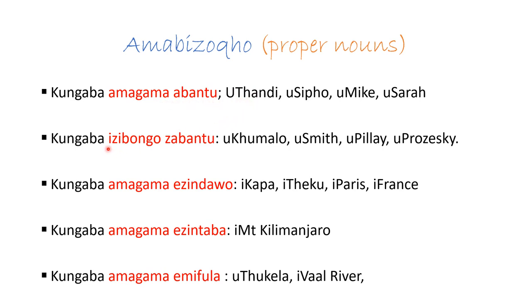And again, amabizoqo could be people's surnames. Izibongo zabantu, like uKhumalo, uSmith, uPhiley, uProzeski. People's surnames are also proper nouns. And other proper nouns that we can get is amagama ezindawo, place names. Like iKapa, iTheku, iParis, iFrance, iSandton, iRosebank. Those are your proper nouns. And the proper nouns could be the names of mountains. Amagama ezintaba, iMount Kilimanjaro. If you say iMount Kilimanjaro, that is your proper noun. We can also have amabizoqo being amagama emimfula, the names of the rivers. Like if you say uThukela, Vaal River, that is a proper noun.